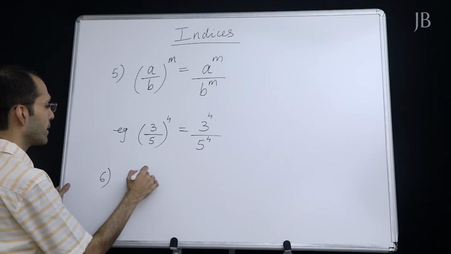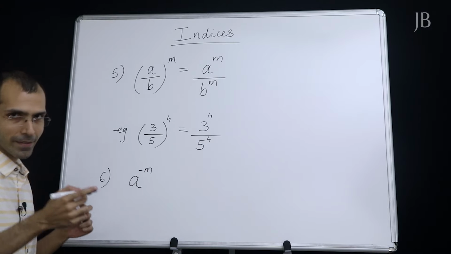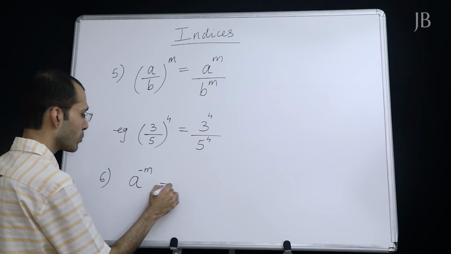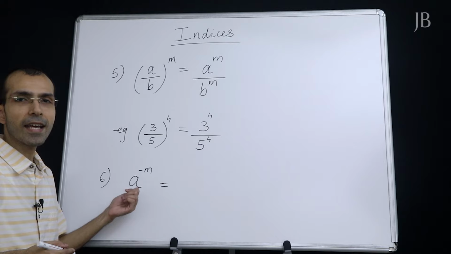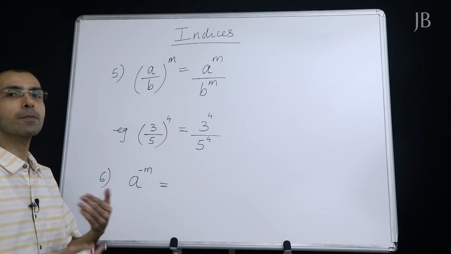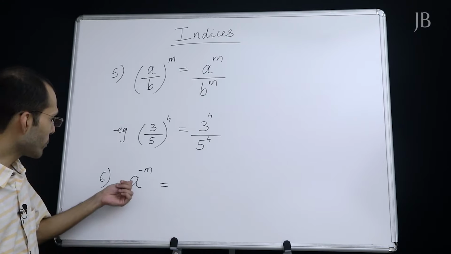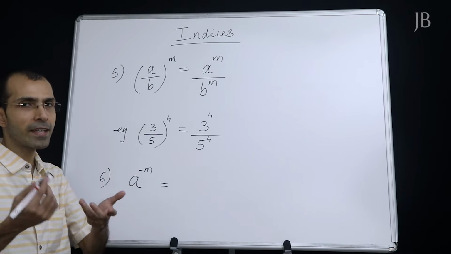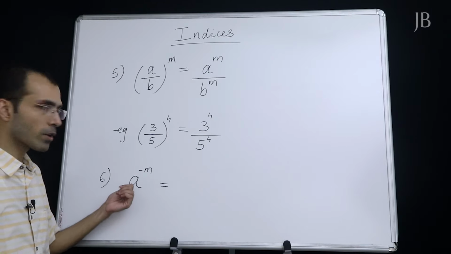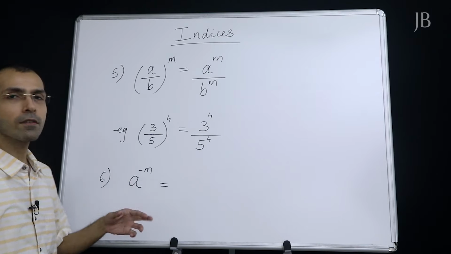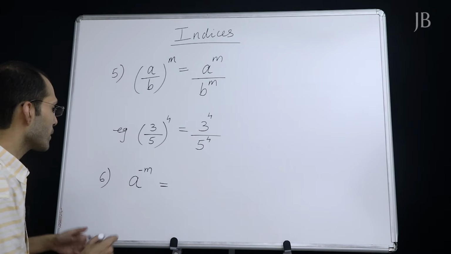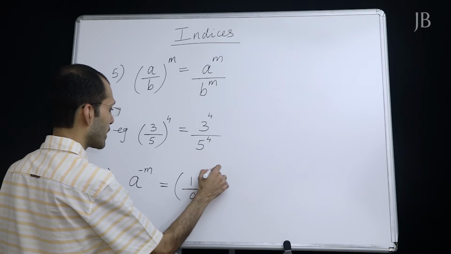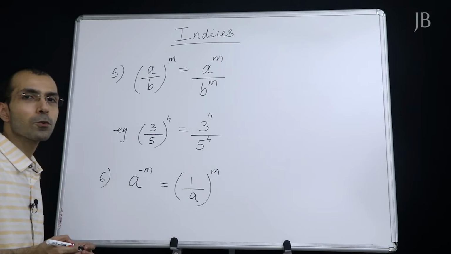Then a raised to minus m, negative index. How to deal with it? Here what you do, whatever base you are having, you just take the reciprocal of it. What is reciprocal? Interchange of numerator and denominator. So when you take the reciprocal of the base, the power will change the sign. So a raised to minus m will be the same as 1 upon a the whole raised to m.